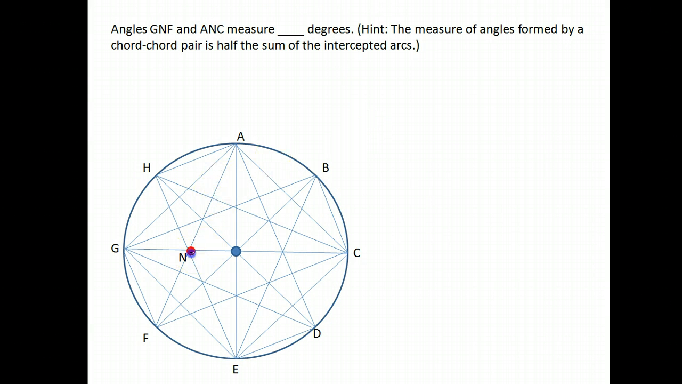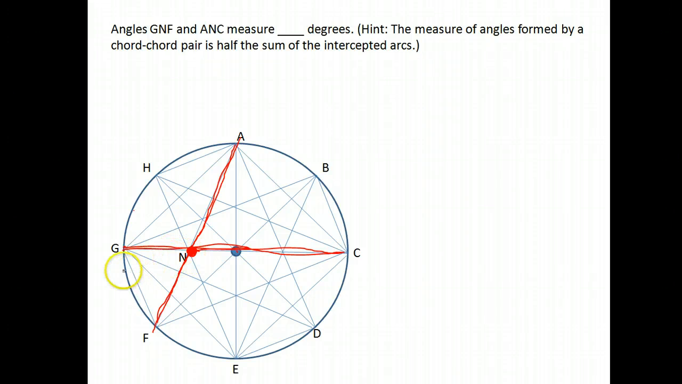Okay, now I have this point N here. Notice angles GNF and ANC measure how many degrees? Okay, well, where are they? Here's G, N, F, and ANC. Well, they're going to be the same measure because they're a pair of vertical angles. But the other thing I notice is I need to follow my rules for angles and where the vertex is located. N is not in the center. It's also not on the edge. It's just on the interior of the circle.